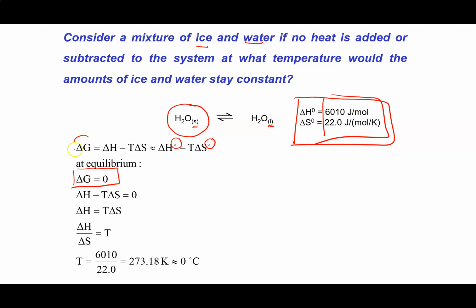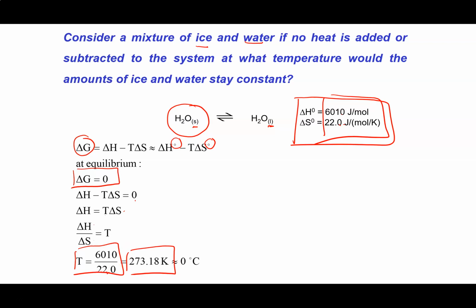So what we want is for this to be 0. That is, we want delta H minus T delta S to equal 0. Then I'm just going to add T delta S on each side. What we want is for delta H to equal T delta S, or alternatively, for the temperature to be equal to delta H over delta S. When I do the math here, 6010 for my delta H for this reaction, 22 for my delta S, that gives me a temperature of 273.18 K.